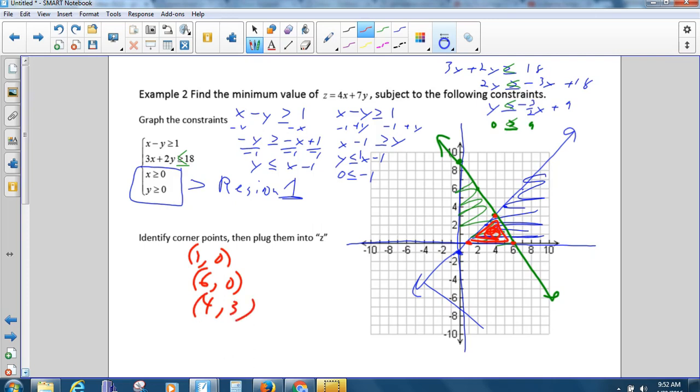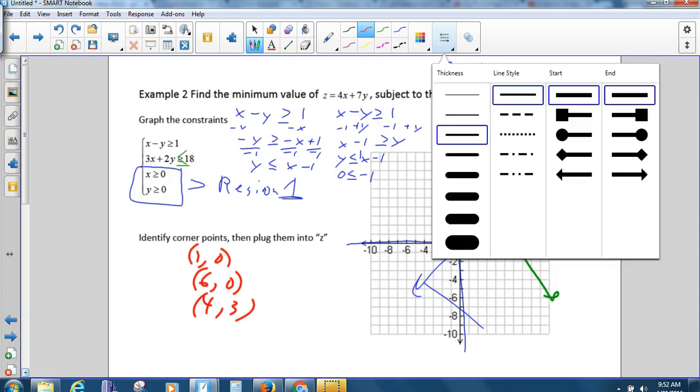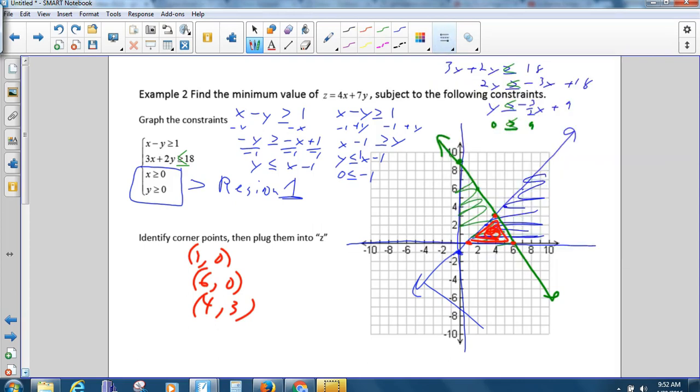Now I'm going to plug all those in to z equals 4x plus 7y. So I'm just going to do it in my head. 4 times 1 plus 7 times 0 is 4. 4 times 6 is 24, plus 0 is 24. And 4 times 4 is 16, plus 7 times 3 is 21. 16 plus 21 is 37.